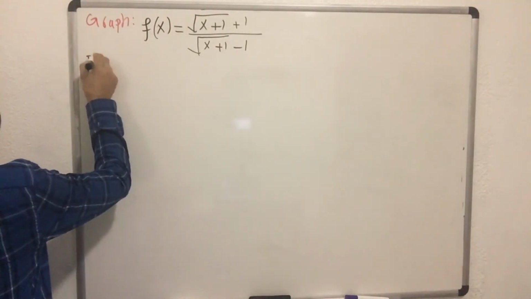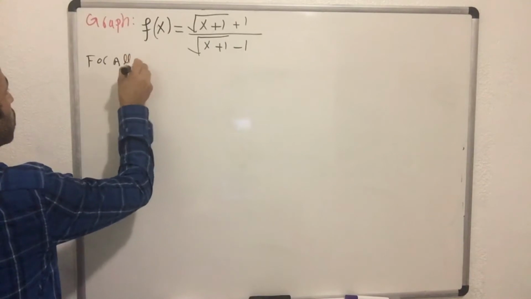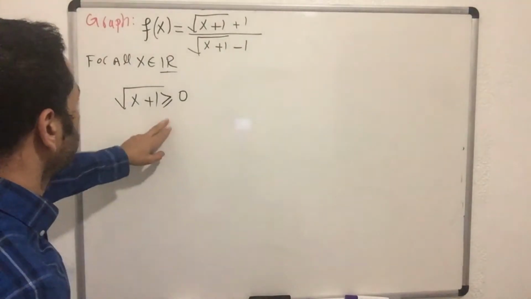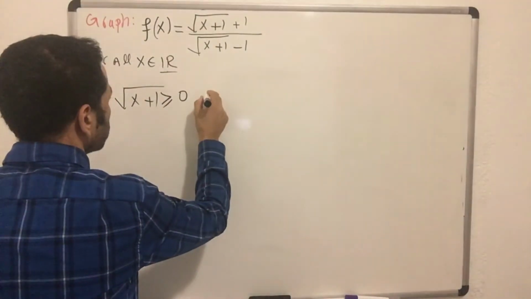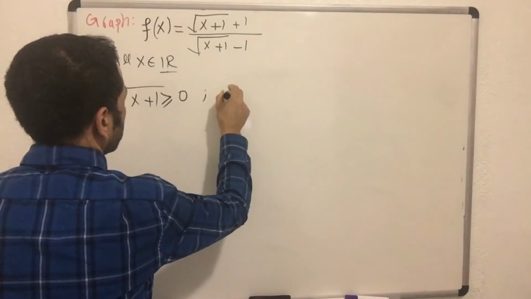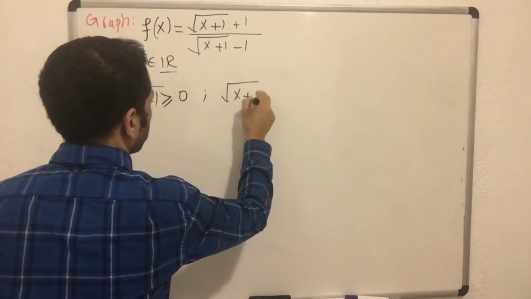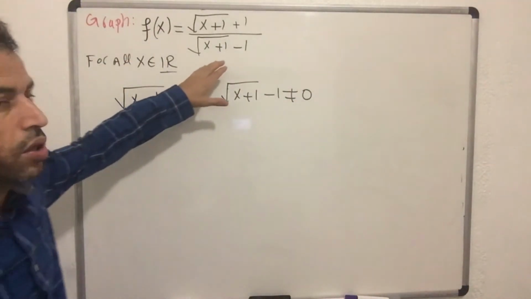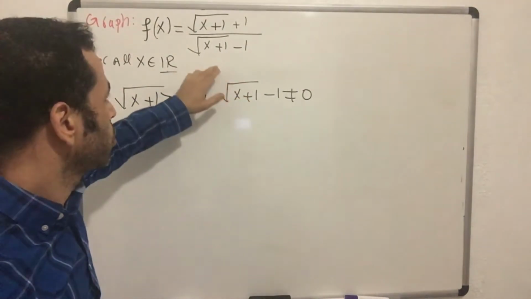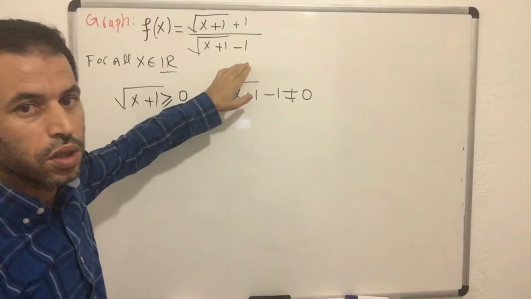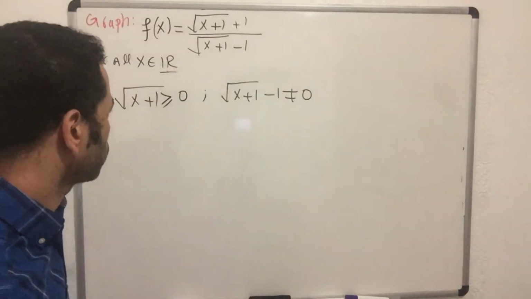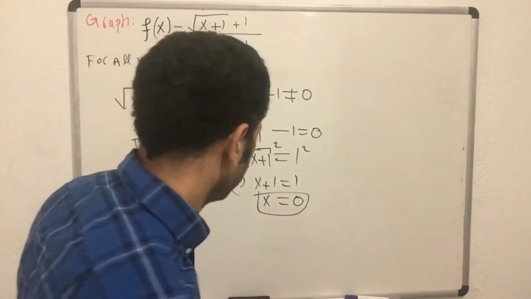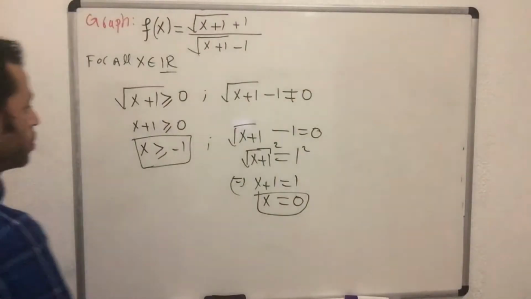So for all x real number, x plus 1 is superior to 0, and also square root of x plus 1 minus 1 has to be different than 0 because it's located at the denominator. Always the denominator has to be not equal to 0. Now, since we have this one different than 0, that means x is different than 0.